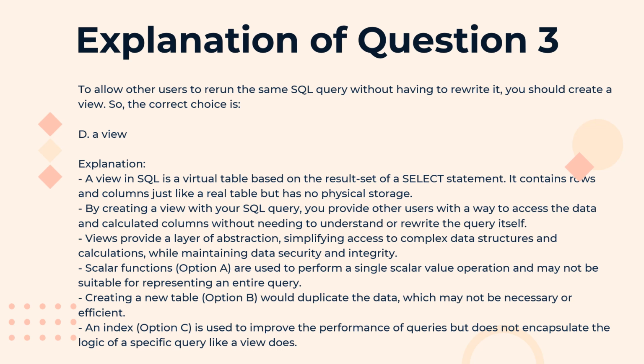Scalar functions, option A, are used to perform a single scalar value operation and may not be suitable for representing an entire query. Creating a new table, option B, would duplicate the data, which may not be necessary or efficient. An index, option C, is used to improve the performance of queries but does not encapsulate the logic of a specific query like a view does.